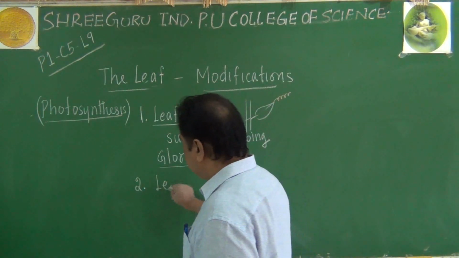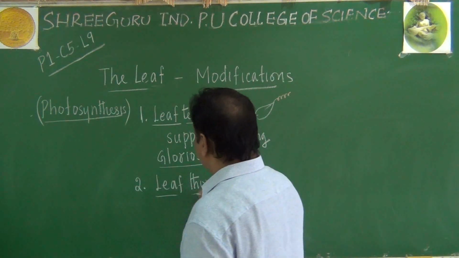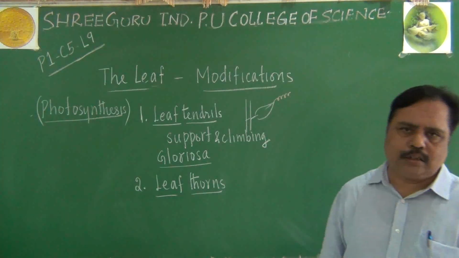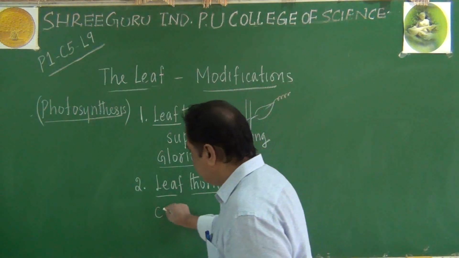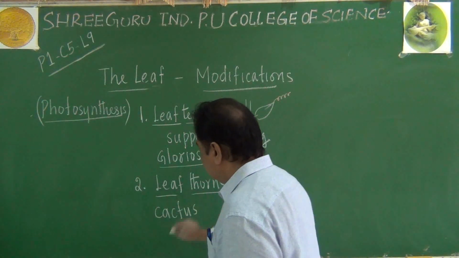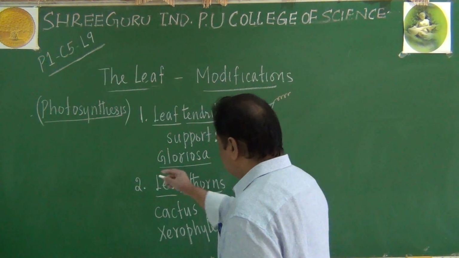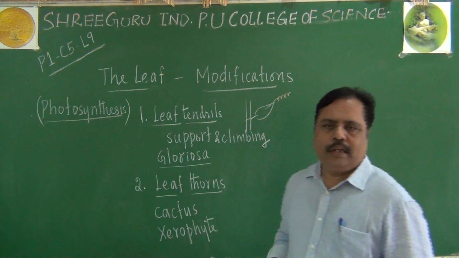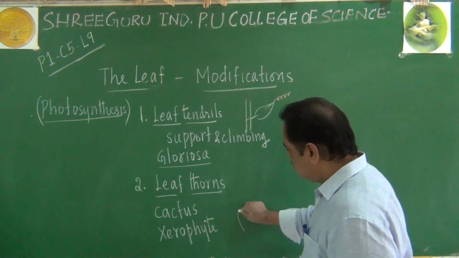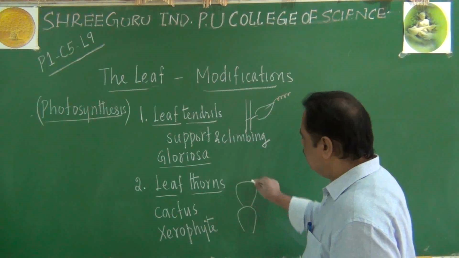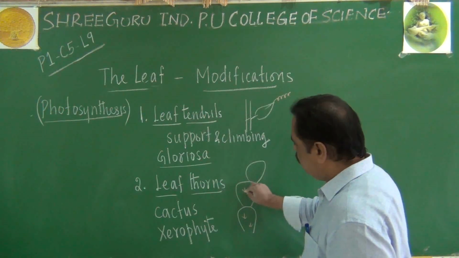They are called leaf thorns. Just like a stem thorn, here also we can come across leaf thorns. Already we have seen about this one. In plants like cactus, cactus is nothing but a xerophyte, remember. What is a xerophyte? The plant which lives in the desert. In desert-living plants like cactus and opuntia, the stem will become green in color like this, but the leaf will become thorn-like structures here. Do you get my point?